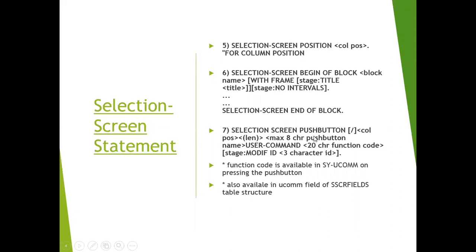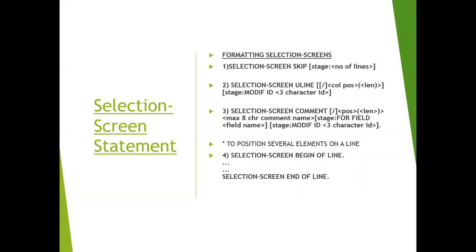What I want: already I used one begin of block. Your task is to utilize all this. Begin of line, end of line, then your selection screen comment. Can you utilize? Okay, sir, we'll try, sir. If you have any confusion, just let me know.